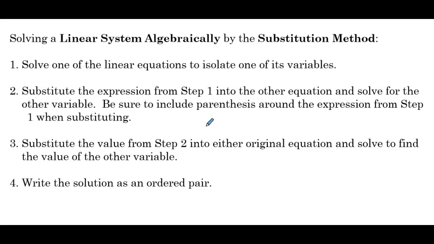Then we're going to take the value we got in step 2. So in the first example, that was x equals negative 1. And we're going to substitute it into either of the original equations to find the other variable. So we substituted x equals negative 1 into the first equation, and we solve for y. Once we have both the x and the y value, we write the solution as an ordered pair.